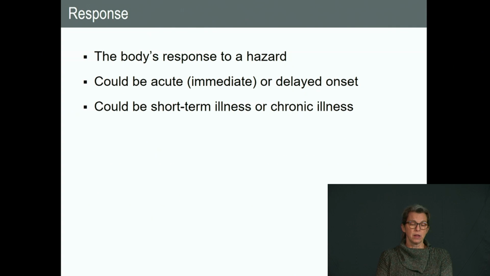So again, a response could be an acute or immediate effect, or it could be something with delayed onset. As I mentioned, if you have a study that only follows people for a short amount of time after the study, then you might not have data on those longer term effects. And you also could have short-term illnesses, something that you get better from, or you could have a chronic illness that, once you have it, it really doesn't go away. So those are different kinds of responses that could be measured in these studies.